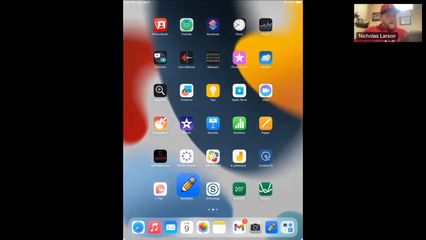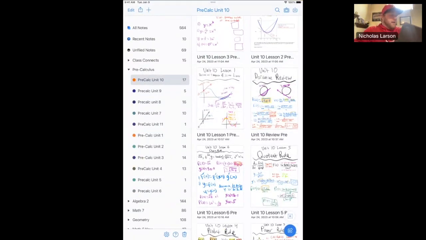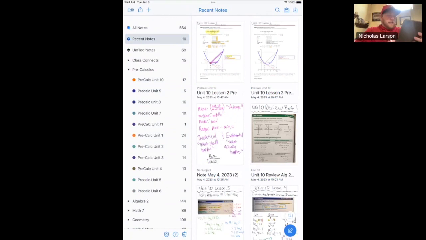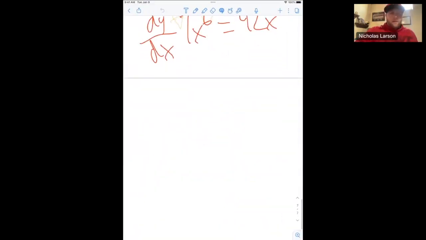Let's look at a problem in our Class Connect assignment that I want to look at. And it says find the difference quotient of f of x equals 3 minus 1/4 x.